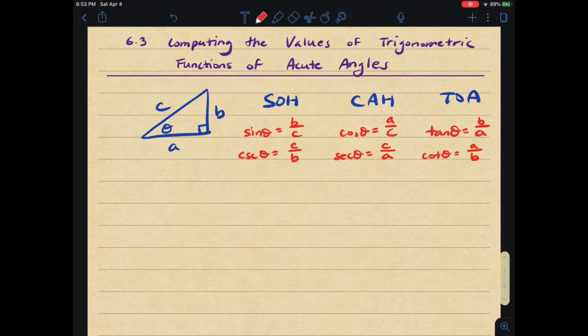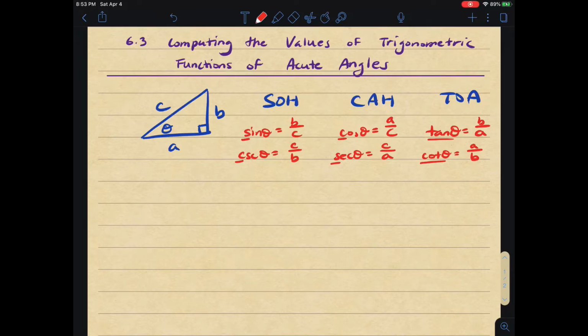The trick that I use to remember that sine and cosecant are reciprocals of each other is to know that their first letters are different. The same rule can be applied to cosine and secant, right? Their first letters are different. And then tangent and cotangent are easy to remember because they both have tangent in their names.